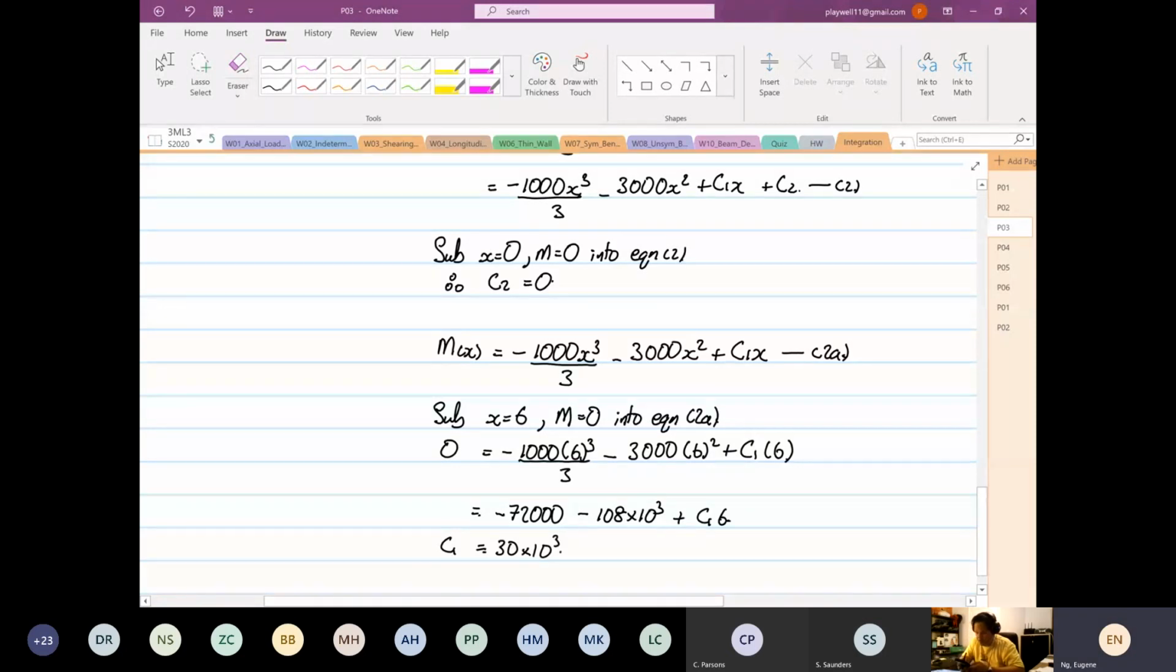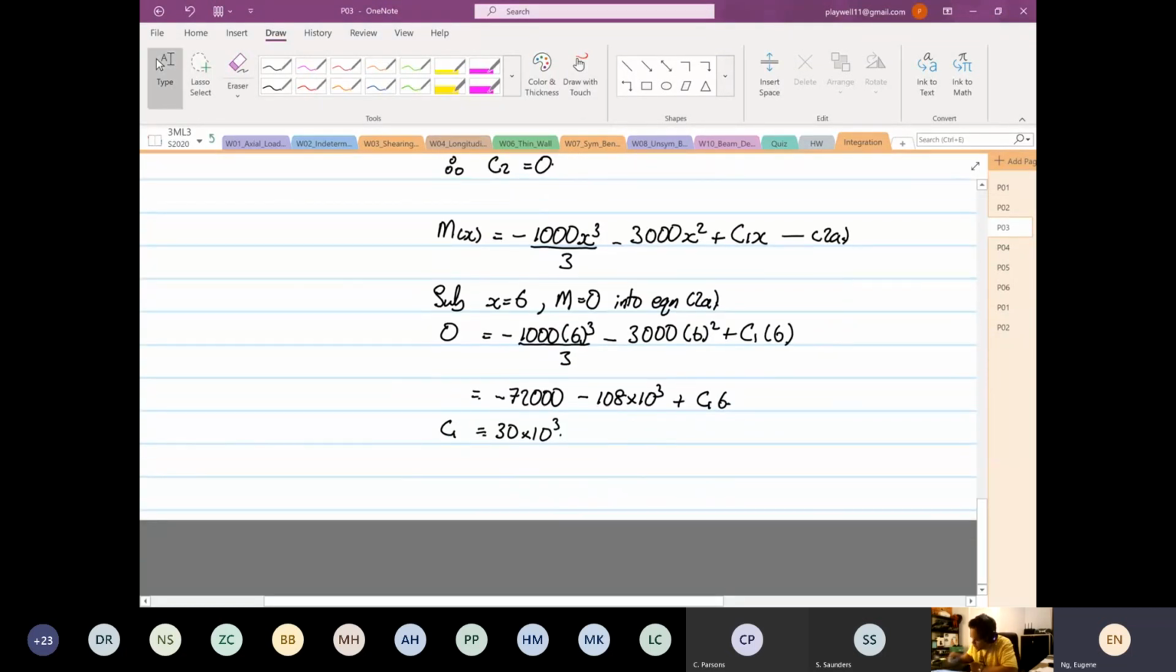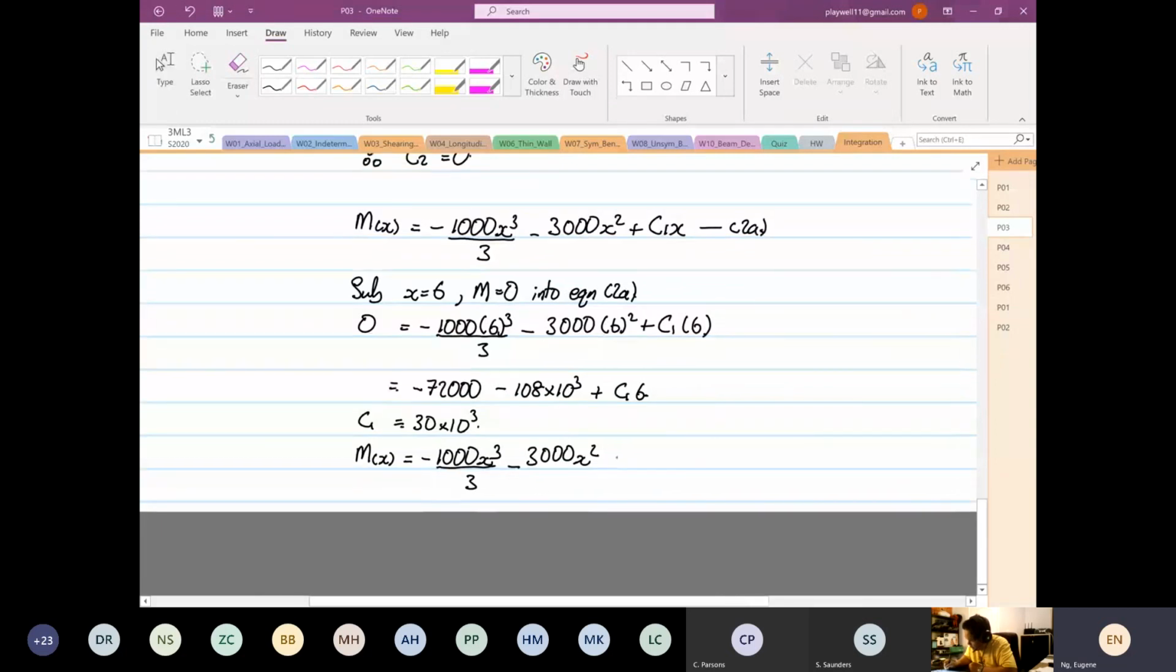I'll do it again, okay? So 6 to the power 3 times 1,000 divided by 3, plus 3,000 times 6 squared divided by 6, is equal to 30,000. So now the equation will become m as a function of x is equal to minus 1,000, right? X cubed over 3 minus 3,000 x squared plus 30 times 10 to the power 3.